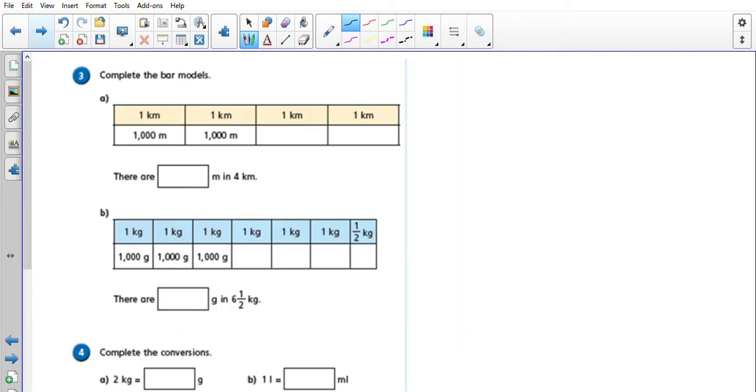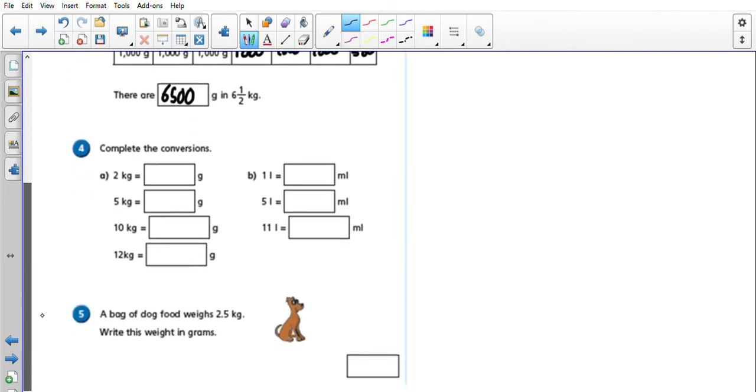Here we're looking at completing the bar models. Here we're simply just thinking about what this means as conversions. Okay, very straightforward here for us. So that just means that there's 4,000 metres in 4 kilometres. And similarly again here we're just going to fill these in with 1,000 grams, 1,000 grams, 1,000 grams. And then at the end we have half a kilogram, which is going to be 500, because half of 1,000 is 500. And then I'm just going to put those together to get my answer for 6.5 kilograms is 6,500 grams.